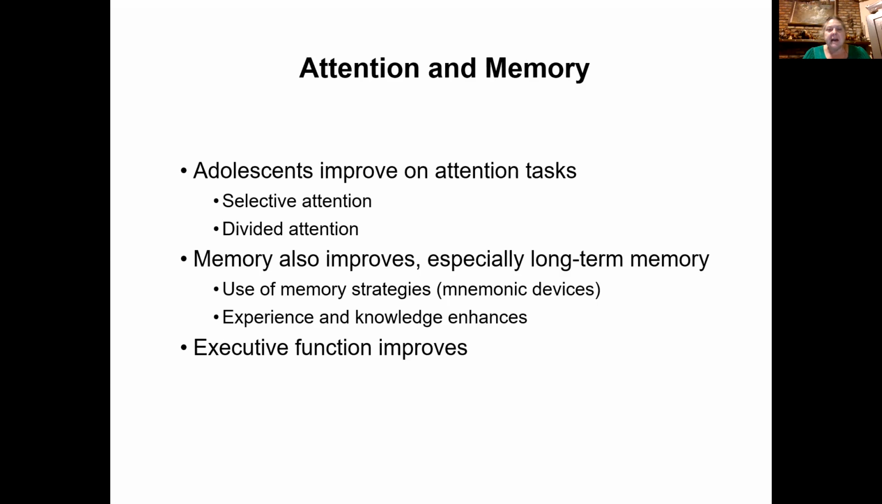The other big thing is that in order to remember things, it's most beneficial to be able to link it to knowledge that you already have. So our adolescent has a great deal more knowledge than our child in early childhood or middle childhood. So those experiences and knowledge that the child already possesses make it easier to link new information to that old information and kind of draw that into long-term memory. In addition, executive function improves, decision-making, problem-solving, all of those things improve.